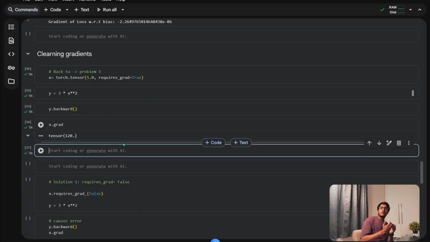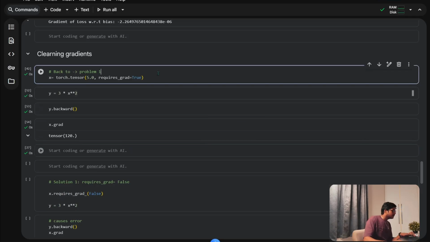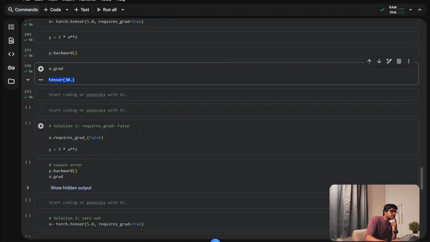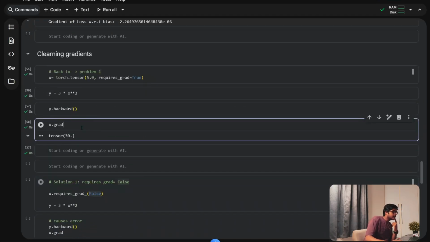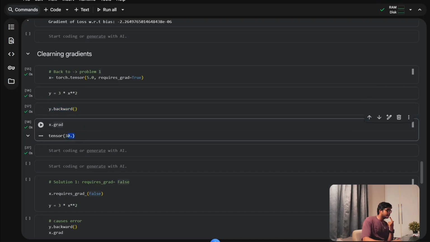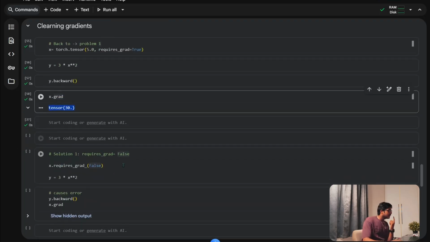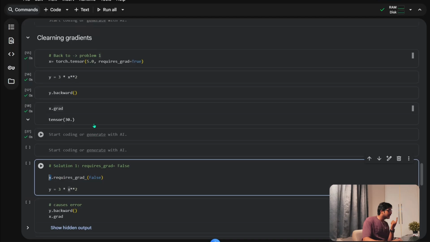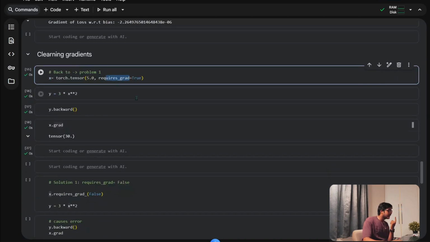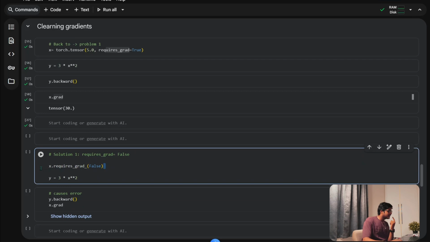Now let's look at how to clear gradients. I'm running this again, and you can see we got x.grad as 30. So the first solution is, after we have calculated the gradient, like after we did this and this, after we got the value, we will update the x tensor and make its requires_grad false by this.